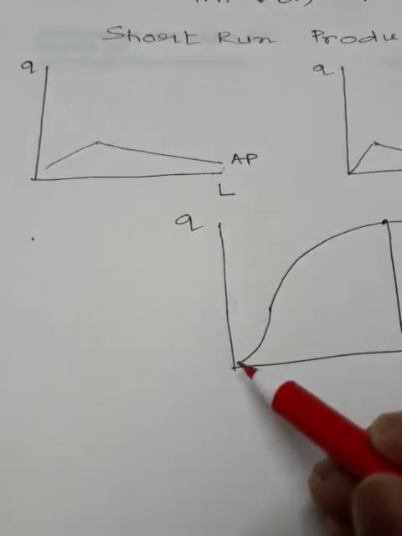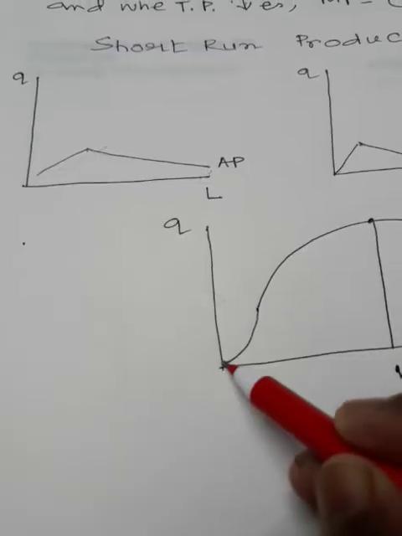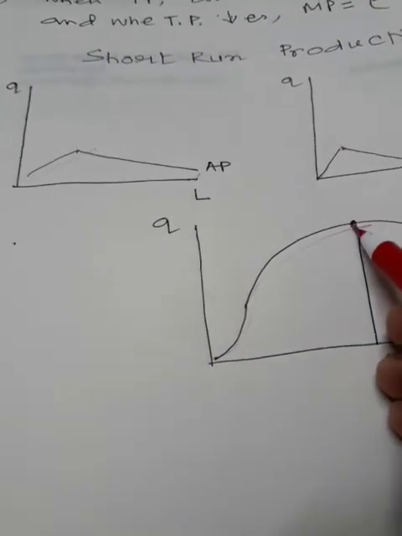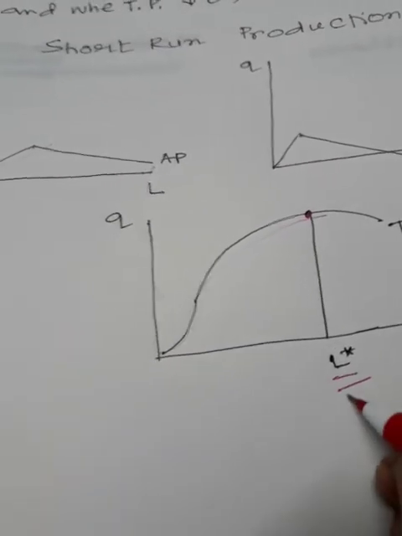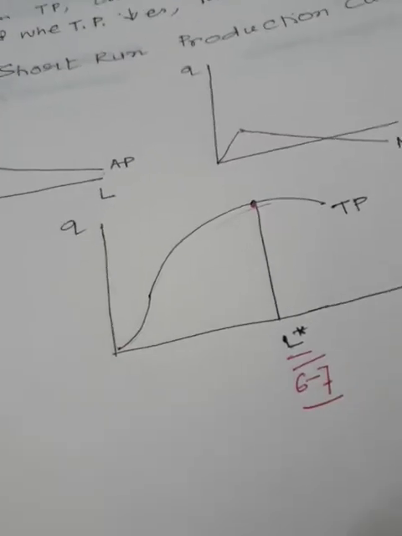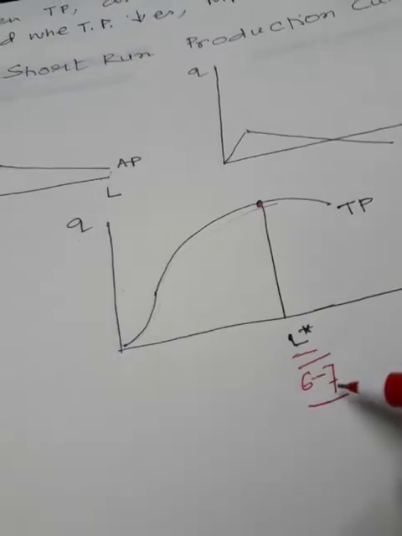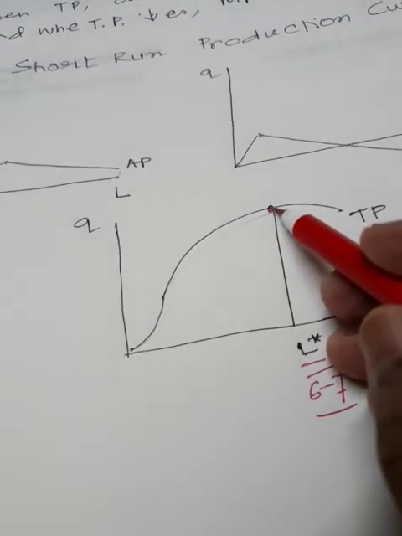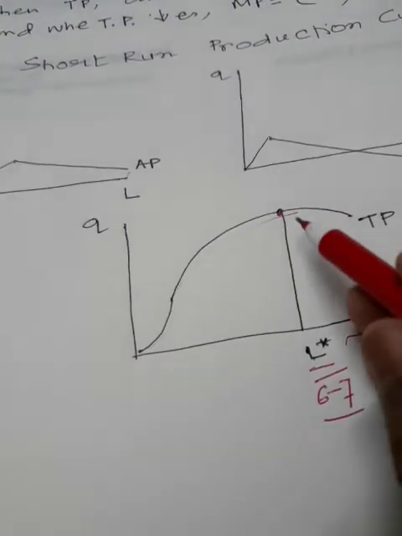Now, in case of total product, it is also like this. It reaches its maximum when labor is L star. Suppose this is 6 to 7. According to our example, it reaches its maximum when labor is 6 units or 7 units. Then you can see if we increase the labor, total product decreases.